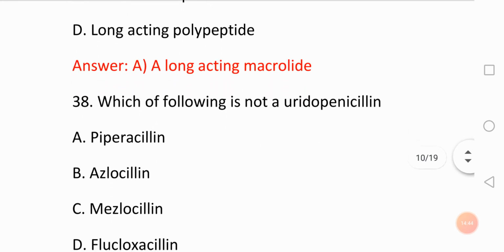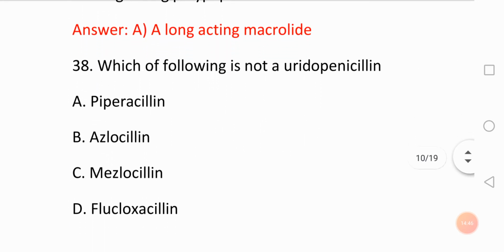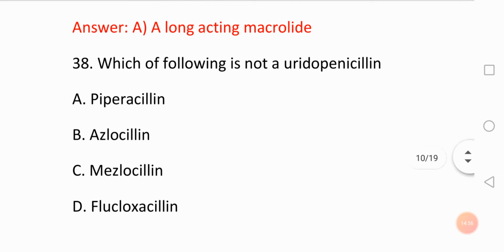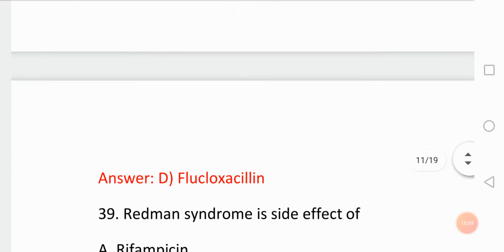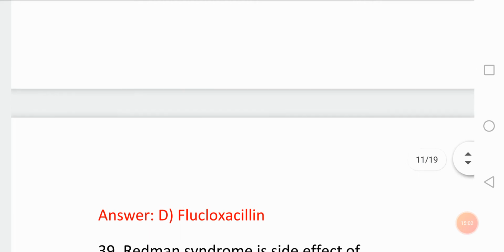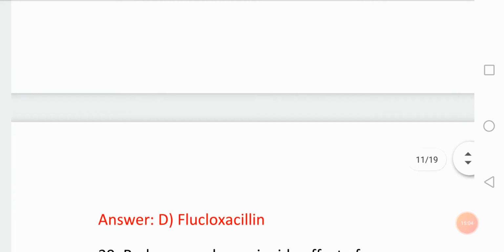Which of the following is not a ureidopenicillin? A. piperacillin, B. azlocillin, C. mezlocillin, and D. flucloxacillin. And the answer is D, flucloxacillin. They are mostly ampicillin derivatives.